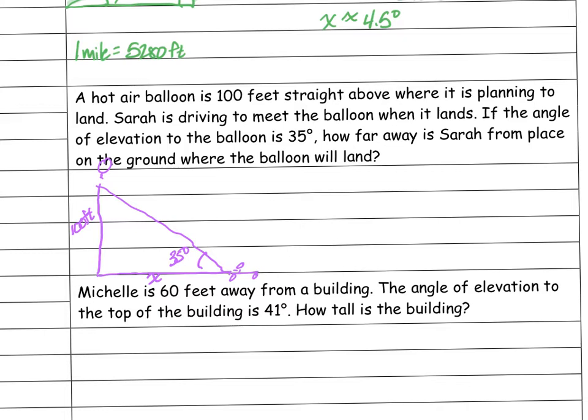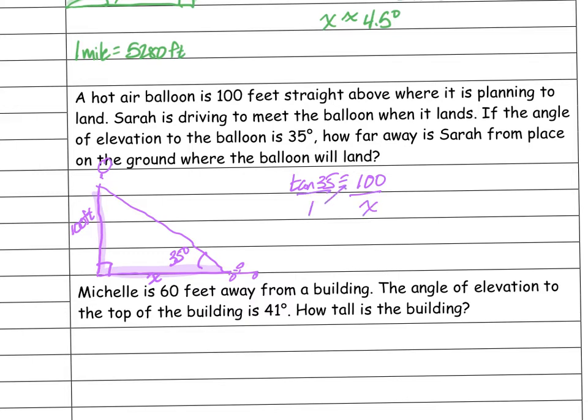Well, I forgot to draw on my straight above. That means that's a right angle. So I have the side opposite and the side adjacent. So that would be tangent. So let's see, tangent of 35 equals 100 over x.